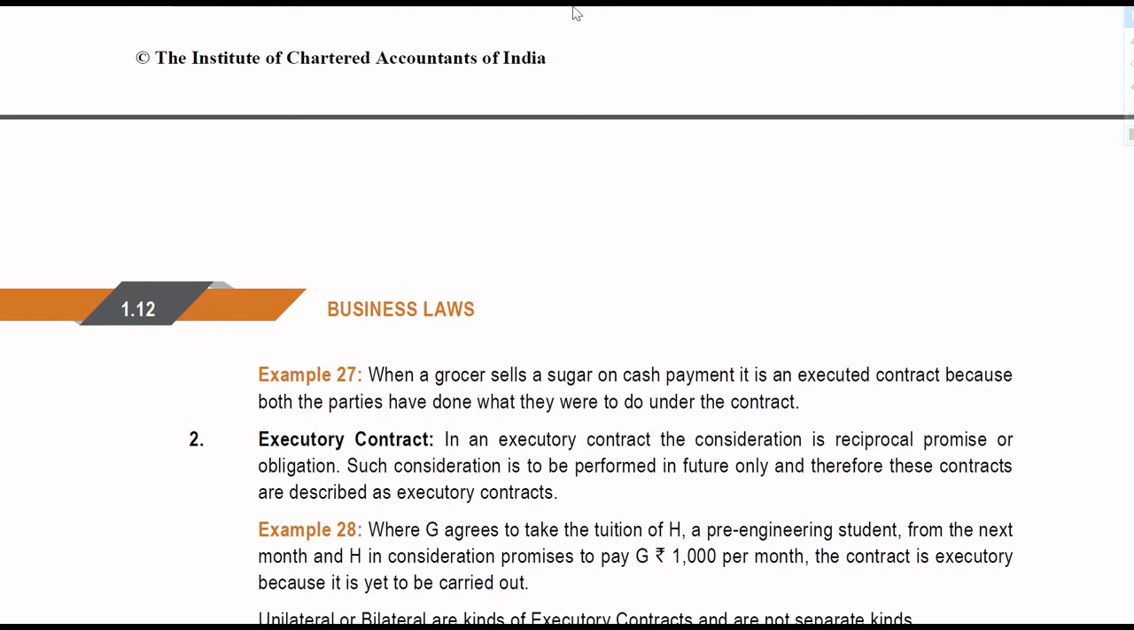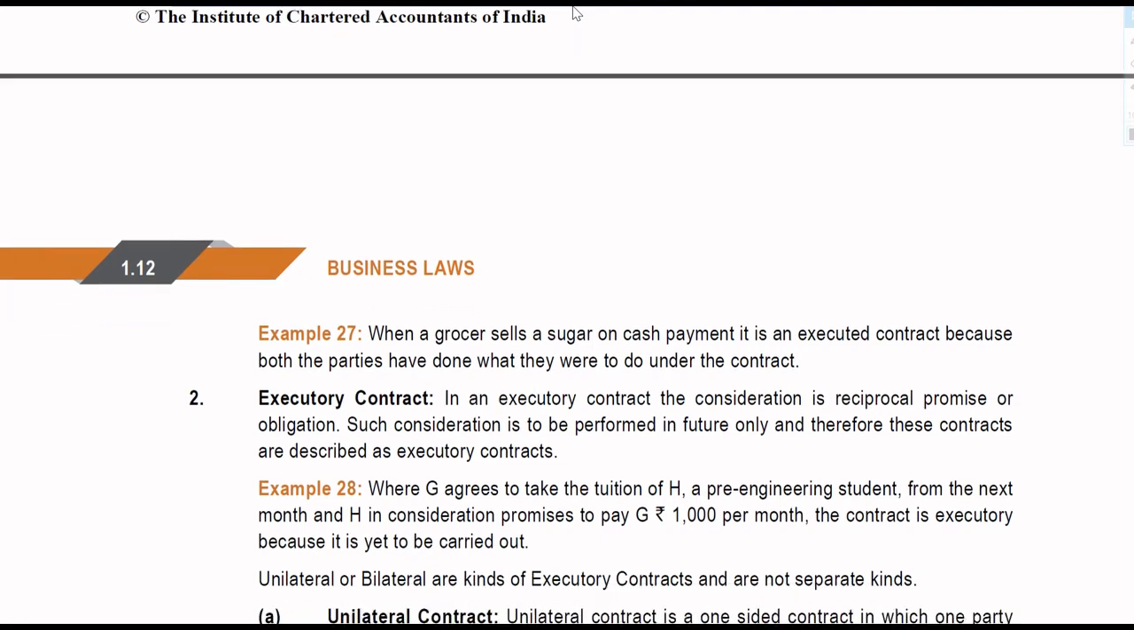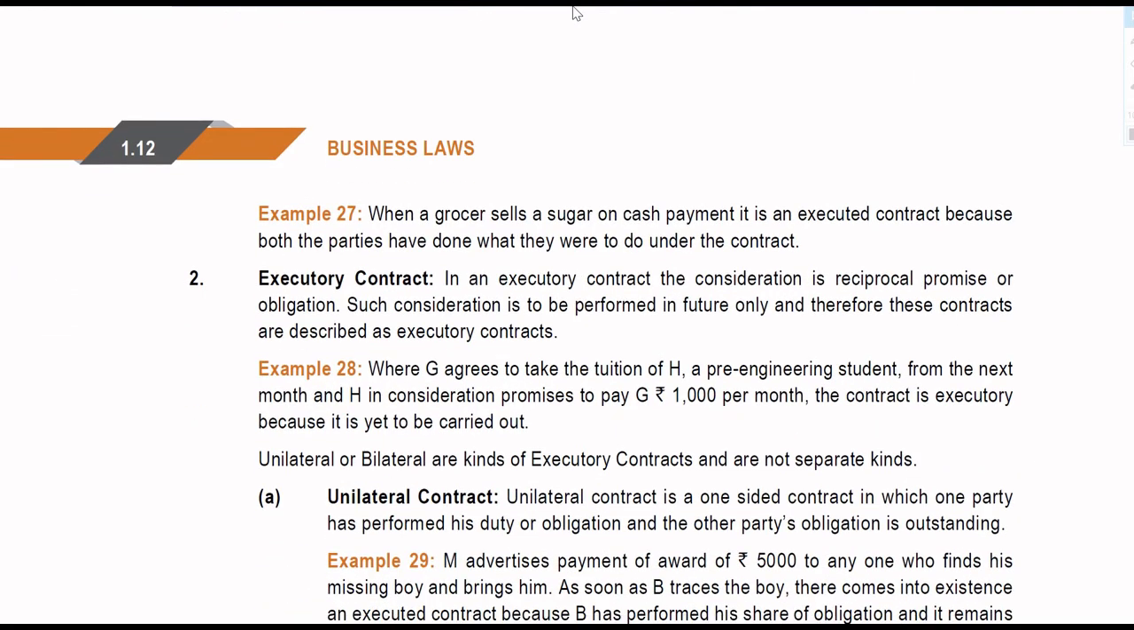See, in an executed contract, when the parties render the service or do their job and complete the contract, it is an executed contract. It means both the parties have performed the contract. It is an executed contract.